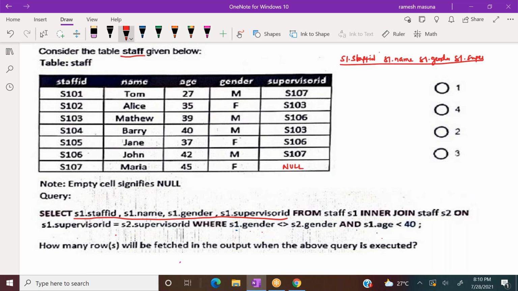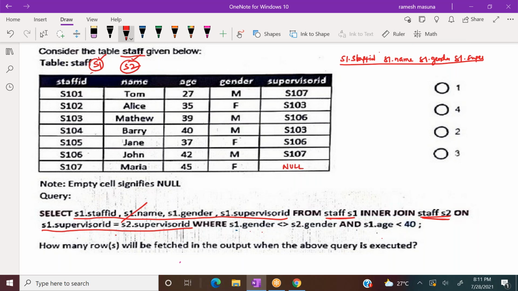Narendra 2, very good. From staff S1 inner join staff S2. So the same table will be taken two times. One instance is called S1, one instance is called S2, and between them it is performing an inner join. Now what are the conditions? Inner join on S1.supervisorID equal to S2.supervisorID. So assuming S1 is one staff and S2 is another staff, because joining between the two staffs, what is the first condition? S1.supervisorID equal to S2.supervisorID.